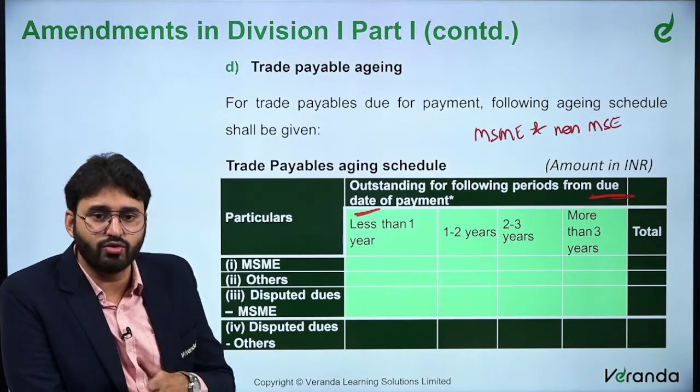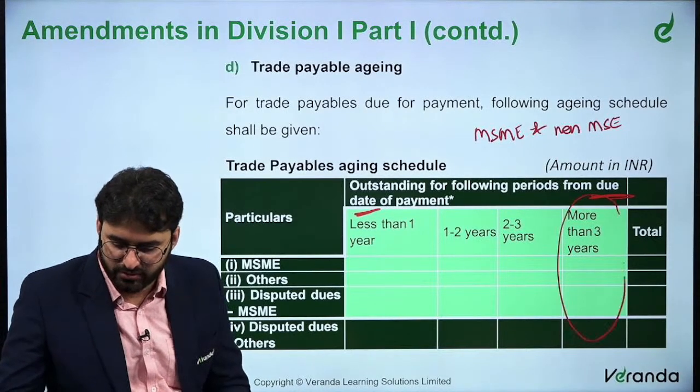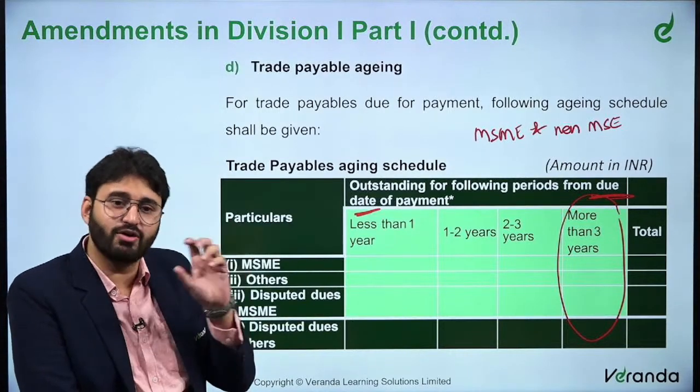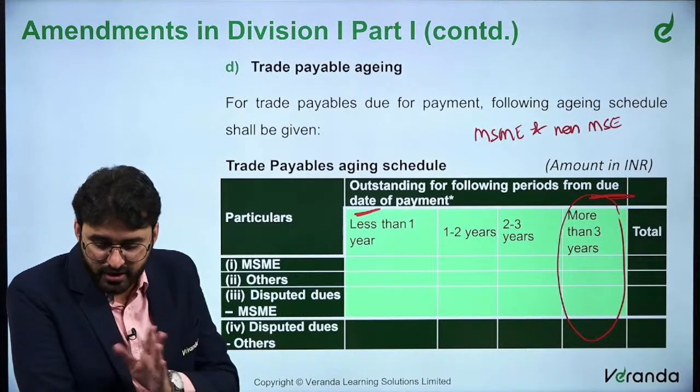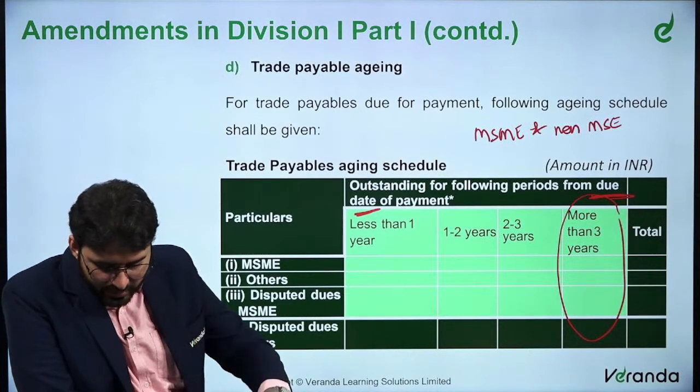So less than 1 year, 1 to 2 years, 2 to 3 years, and more than 3 years. Anything more than 3 years, we will have to understand why it is more than 3 years. Previously only the total payable was captured. Now you see more than 3 years, so all the users will know how much you are not paying. Clear?